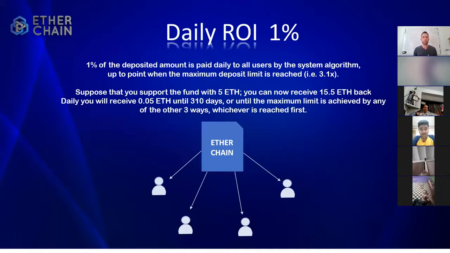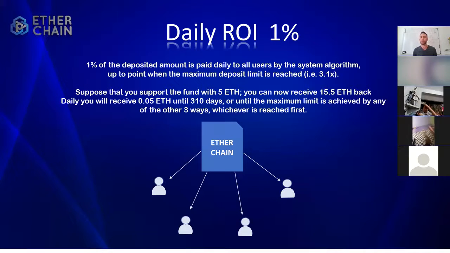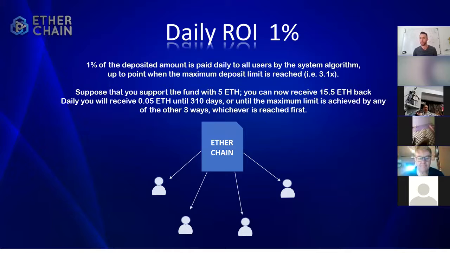Now, the 1% is pretty straightforward. It is 1% of the deposited amount, and it is paid daily to all users by the system algorithm up to the point when the maximum deposit limit is reached, i.e. 3.1 times. So suppose that you support the fund with 5 Ethereum, you can now receive 15.5 back. On a daily basis, you'll receive 0.05 until 310 days, or until the maximum limit is achieved by any of the other 3 ways, whichever is reached first. That means everything is accumulating towards the 310 limit.